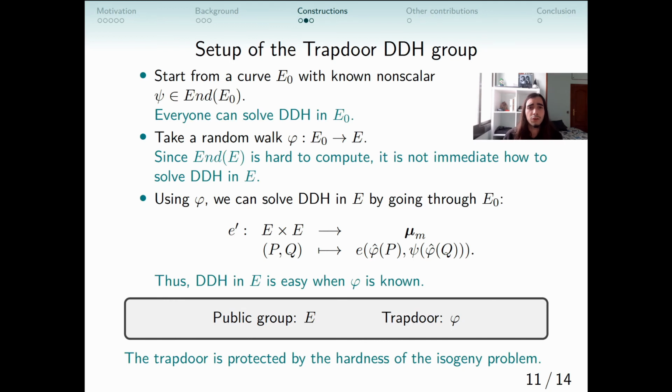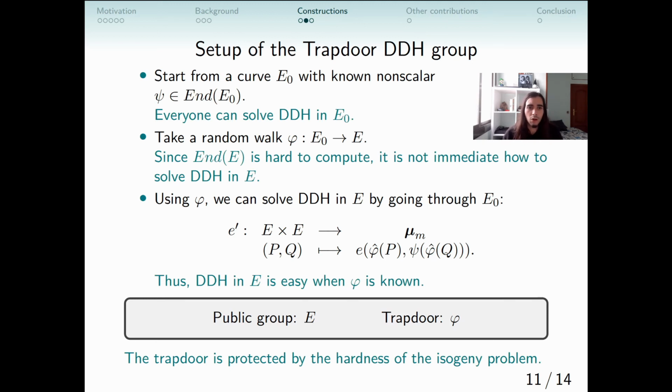The idea is we're going to start from a curve E0 for which we know the endomorphism ring, or at least some non-scalar endomorphism, and let's call it psi. Because this endomorphism is publicly known, everyone can do the trick that I've just explained in the previous slide of the distortion map, and so everyone can solve DDH instances in E0. And now, because we cannot use this curve for a trapdoor DDH, because DDH is broken for every party here, we're going to move to a different curve.